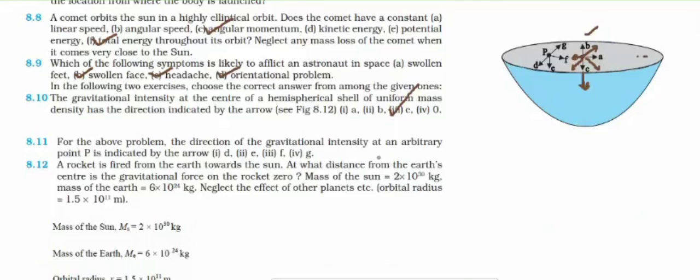For the above problem, the direction of the gravitational intensity at an arbitrary point P, this is the case, point P is indicated by the arrow. So which case is it? Point C. So at point C also, when you observe, you can see attraction towards G and attraction towards D will be cancelled. Then the attraction towards the right hand side and attraction towards the left hand side will be cancelled. So we can say here we have more mass, but distance is also large. Here we have less mass, but distance is less. So that also will be cancelled.